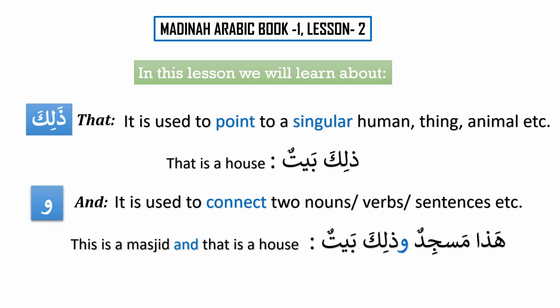Book number 1, lesson number 2. In this lesson, we will learn about Ismul Ishara, that is called dhalika. And we will learn one particle, which is basically a particle of connection, which is used to connect two nouns or two verbs or two sentences. So we will learn about dhalika and we will learn about wa.